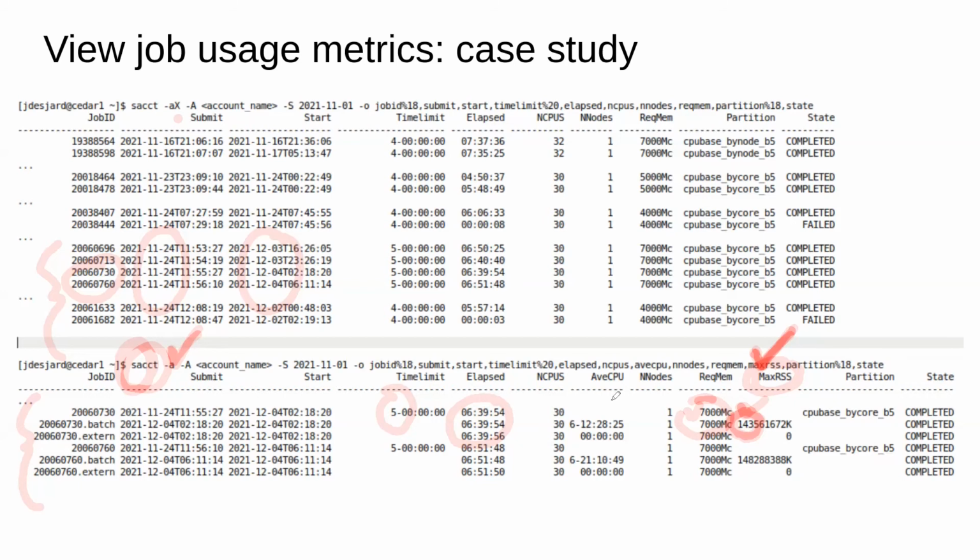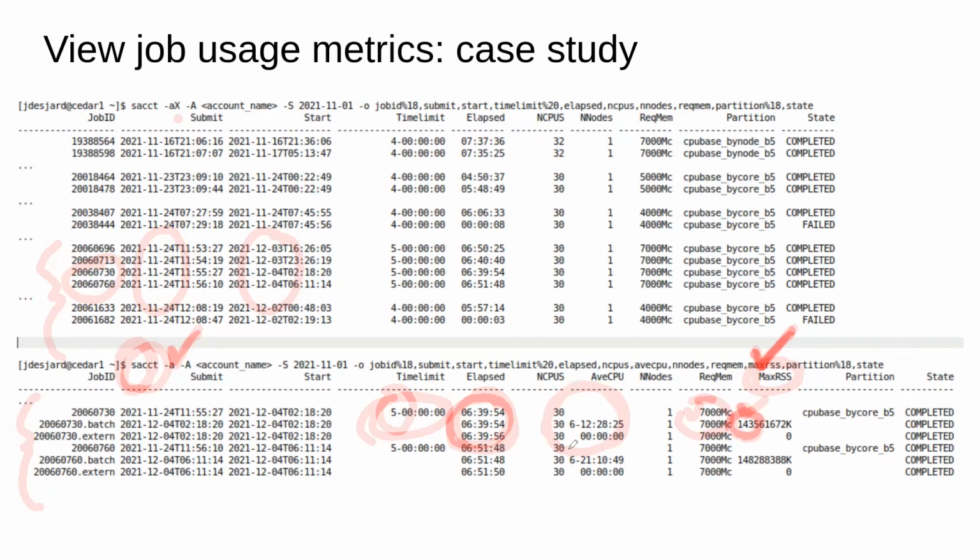The other thing that we can see, and this is probably part of the confusion that happened with these jobs, is that the requested time was 5 days. The actual elapsed time of the jobs when they ran was under 7 hours. But if you look at the average CPU, it's up at 6 days.